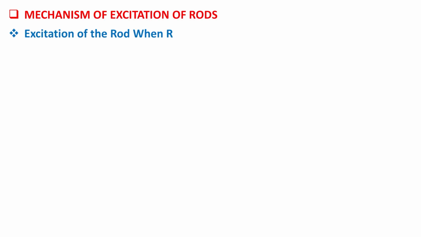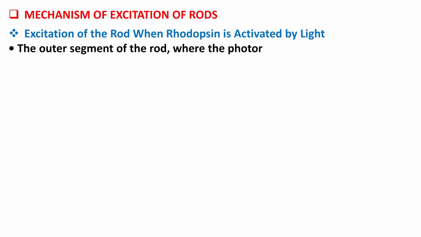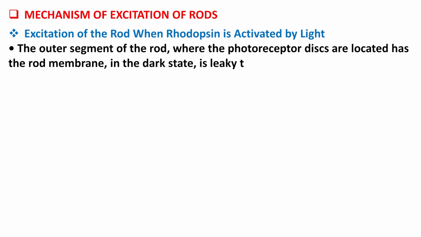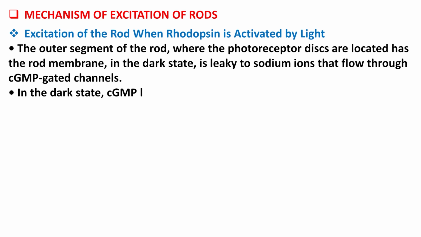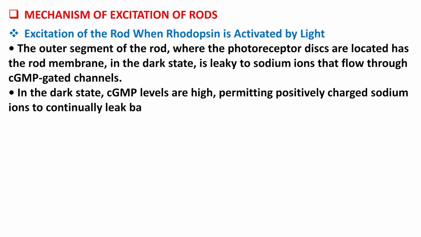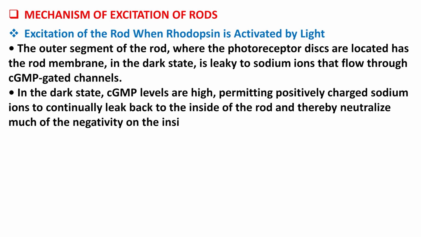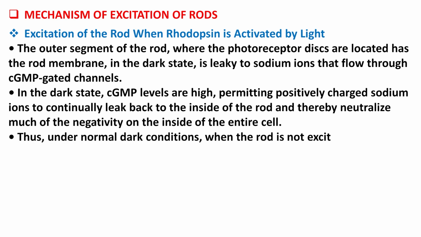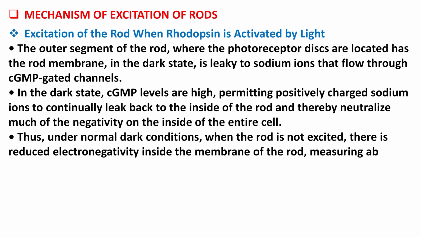Excitation of the rod when rhodopsin is activated by light. The outer segment of the rod, where the photoreceptor discs are located, has the rod membrane. In the dark state, it is leaky to sodium ions that flow through cGMP-gated channels. In the dark state, cGMP levels are high, permitting positively charged sodium ions to continually leak back to the inside of the rod and thereby neutralize much of the negativity on the inside of the entire cell. Thus, under normal dark conditions, when the rod is not excited, there is reduced electronegativity inside the membrane of the rod, measuring about -40 millivolts.